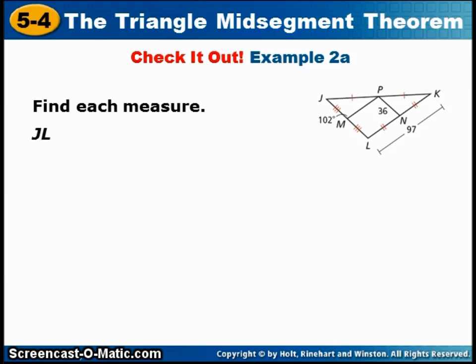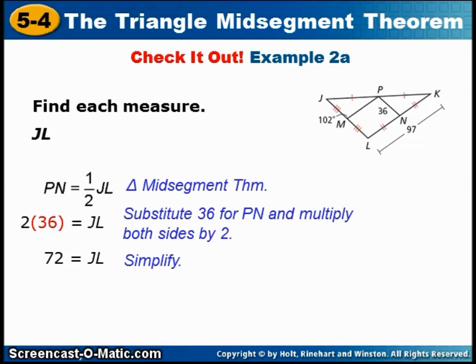Alright, so here is your example to try out. Pause the video and see if you can determine the distance from J to L. You want to find that length. Alright, so I got the distance from J to L to be 72 units. And like before, I put in the steps so you can see how I got 72.